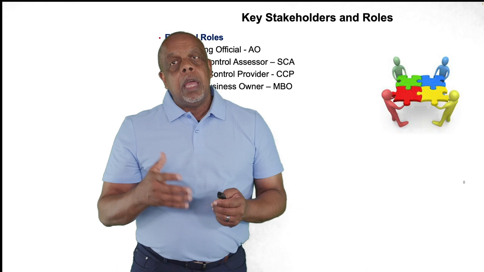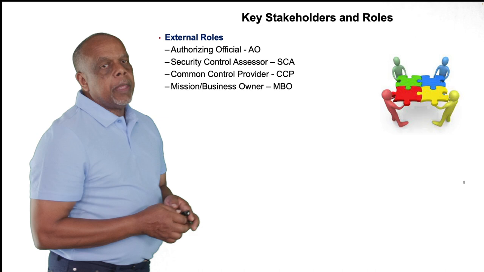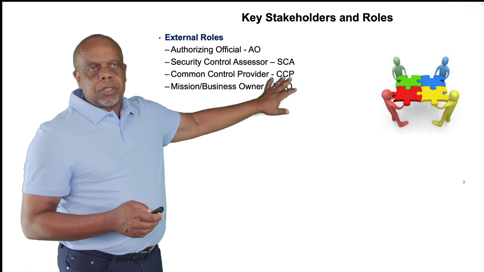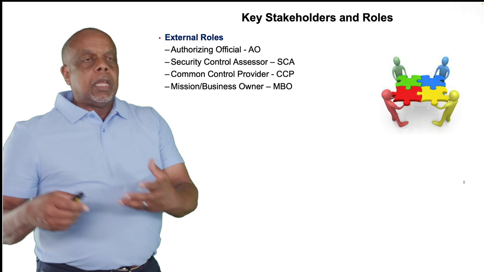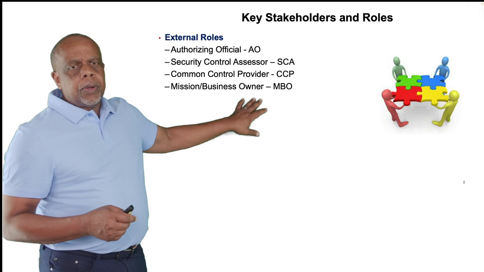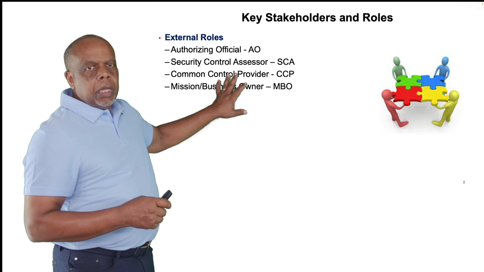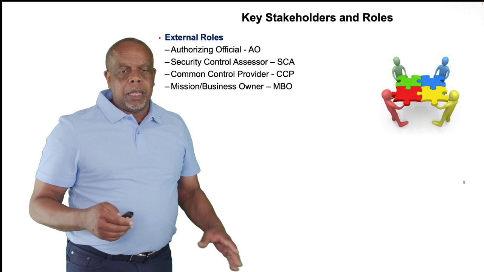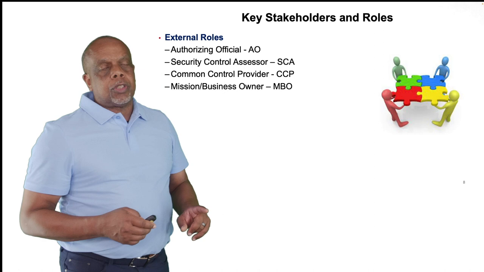When you go into a new organization, who are the key stakeholders and what are their roles in this organization? So you have external roles, you have authorizing officials, you have security controls assessors, you may have a common control provider. I mean, it could be Amazon, AWS, or someone else that's providing cybersecurity services to your organization. And somewhere there's a business owner who owns the information. So these are some of your external roles. People that may be internal, but many times these are external to your organization. They may come in and they're inspecting, or they're the ones who have the ability to make decisions on the security posture.